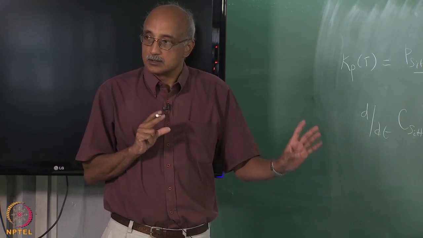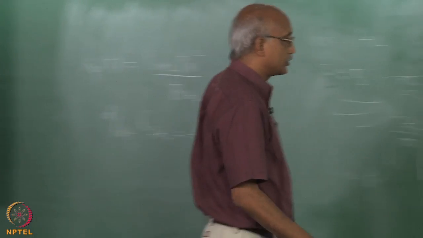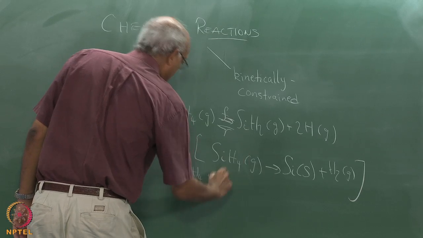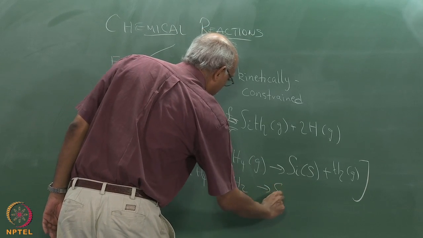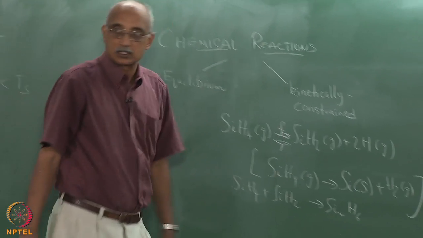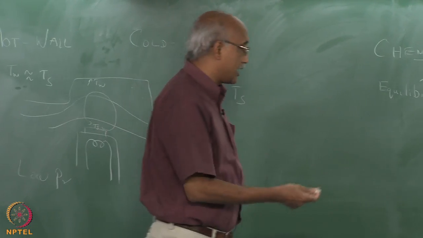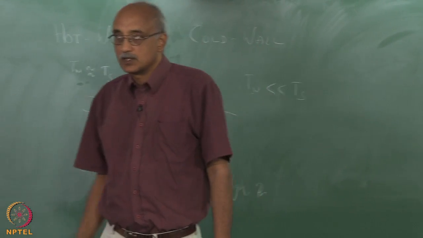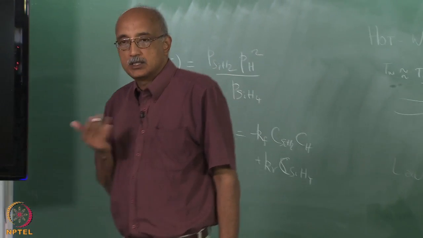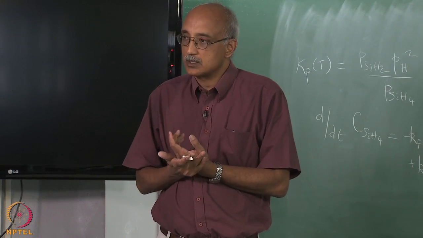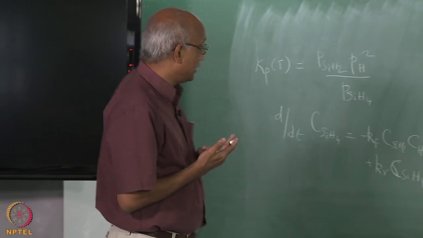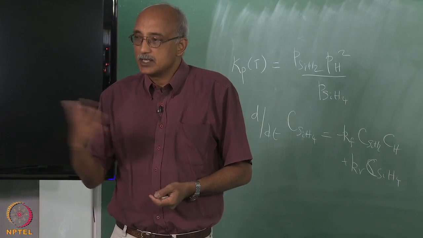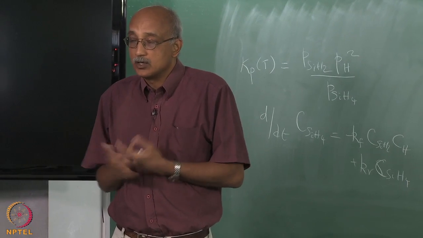Now, this is just looking at one reaction, but in the actual system, this is not going to be the only reaction, right? For example, this SiH4 may react with the SiH2 to form Si2H6. So, that could be the next step that happens in the gas phase. And the next reaction could be that this Si2H6 breaks up into Si2H2 plus 2H2. So, there could be literally dozens or even hundreds of these chemical reactions constantly going on. Even in the equilibrium case, how do you handle all that? There are going to be simultaneously 100 reactions going on and rate constants involved.